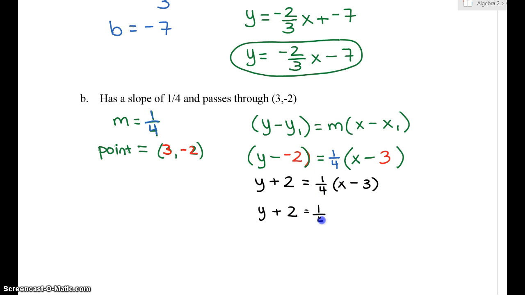So we have 1/4 x. I like to make this a fraction, so I can just do it by hand. 1 times negative 3 is negative 3, and 4 times 1 is 4. So that's what that's going to look like. Remember that when we're multiplying, we multiply the numerators and the denominators. Alright. Last thing we have to do is subtract the 2.